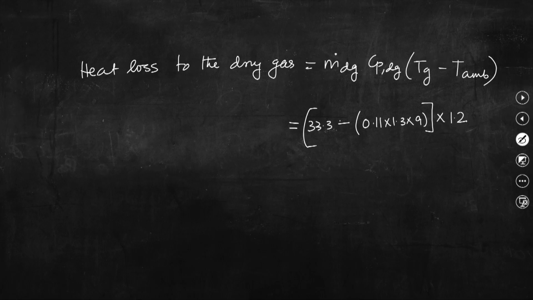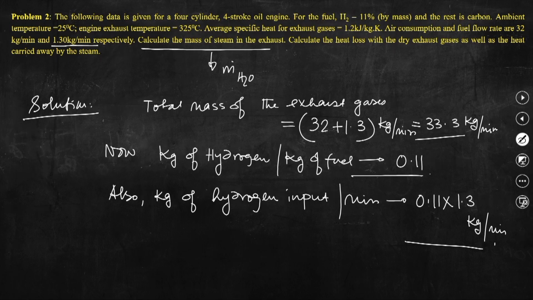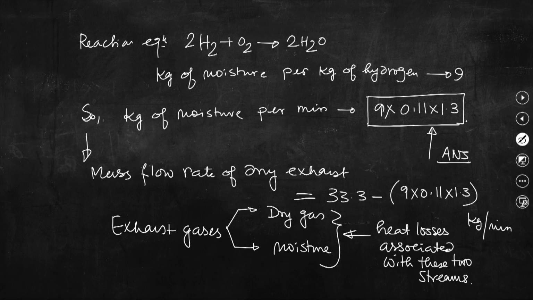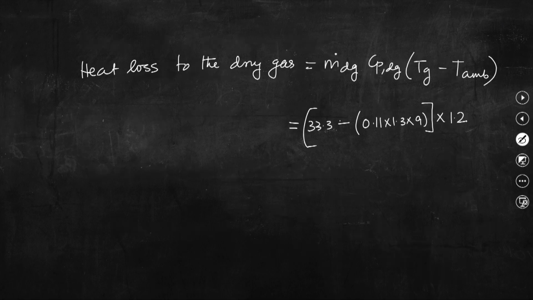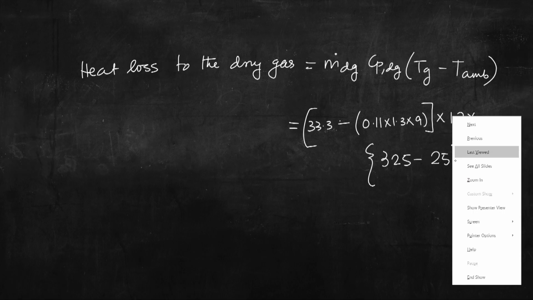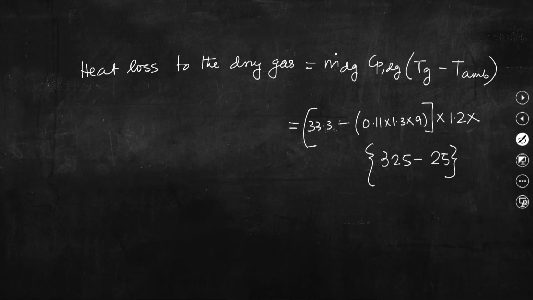If we go to the problem statement, it is given that the average specific heat for the exhaust gas is 1.2 kilojoule per kg Kelvin, while the engine exhaust temperature is 325, that is Tg is 325. So, if I write here into 325 minus ambient temperature, which is 25, that is given. So, if we calculate it, this is the total amount of heat loss to the dry gas.